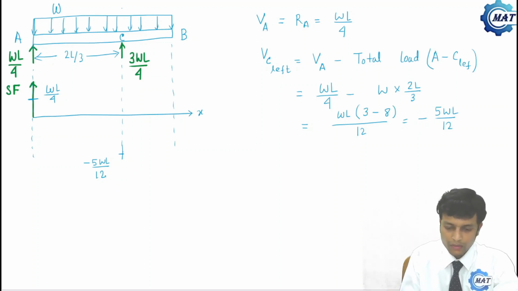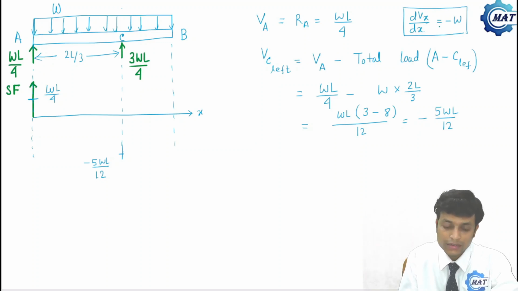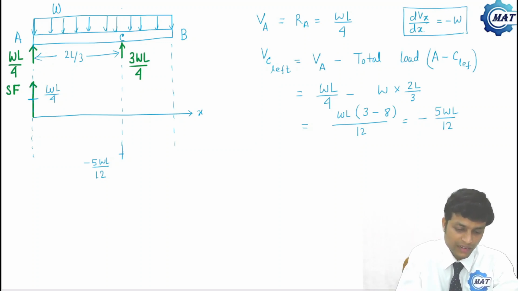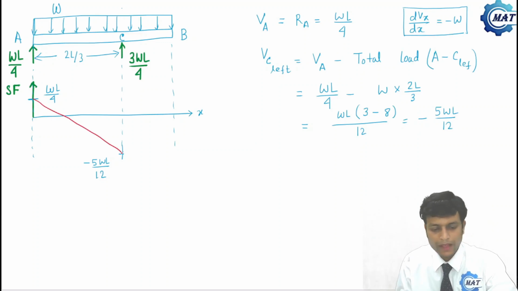Now what will be the nature of the shear force between A to C? Because we know that dVx by dx is minus W. Here intensity W is constant. So the slope of shear force is constant, that means shear force is a straight line. Slope constant means shear force is straight line. This is the straight line.